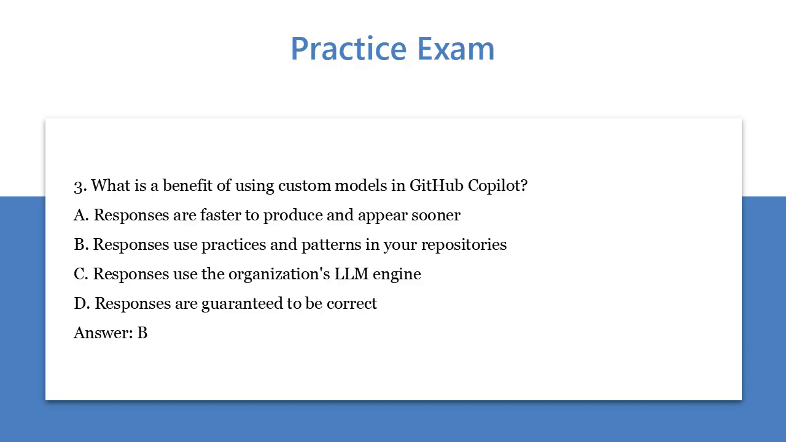3. What is a benefit of using custom models in GitHub Copilot? A. Responses are faster to produce and appear sooner. B. Responses use practices and patterns in your repositories. C. Responses use the organization's LLM engine. D. Responses are guaranteed to be correct. Answer. B.